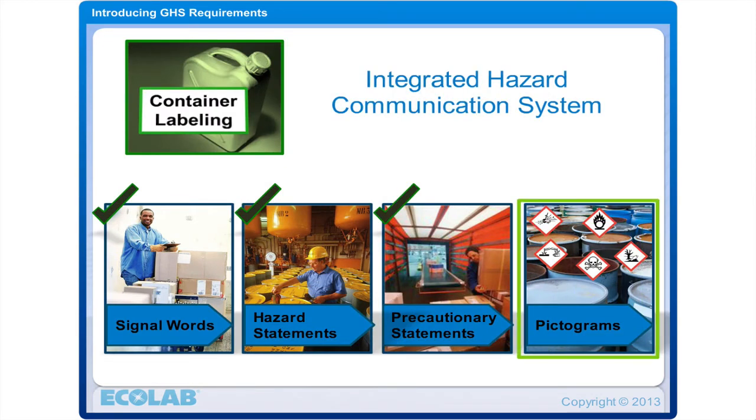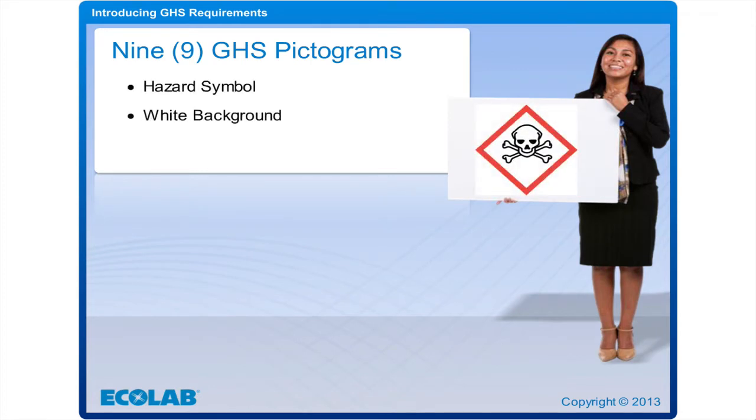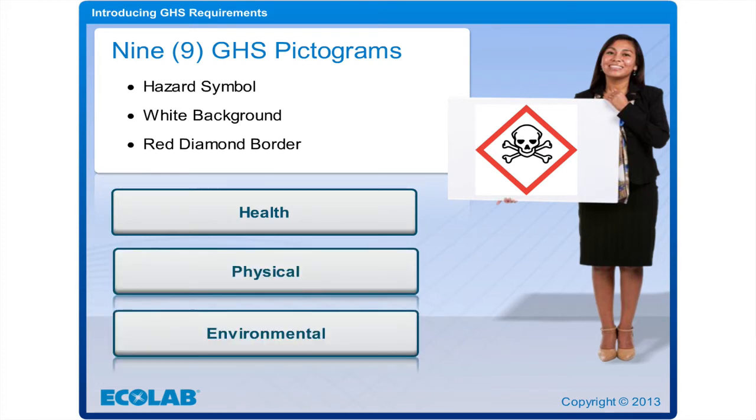GHS also requires pictograms. Let's take a closer look at this element. GHS has 9 pictograms for container labeling. Pictograms include the harmonized hazard symbols on a white background with a red diamond border and are categorized into 3 areas. We'll begin with a look at the pictograms in the health area.